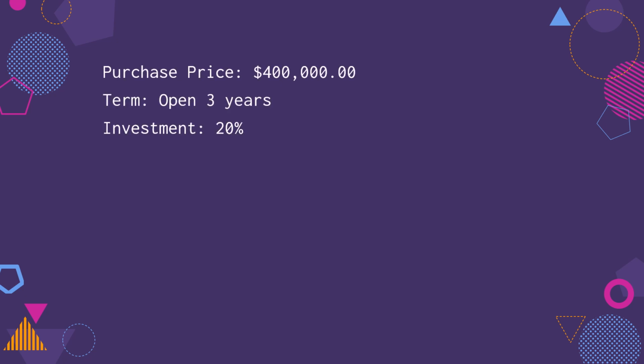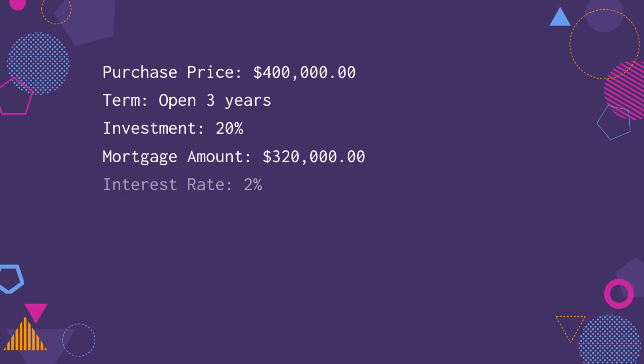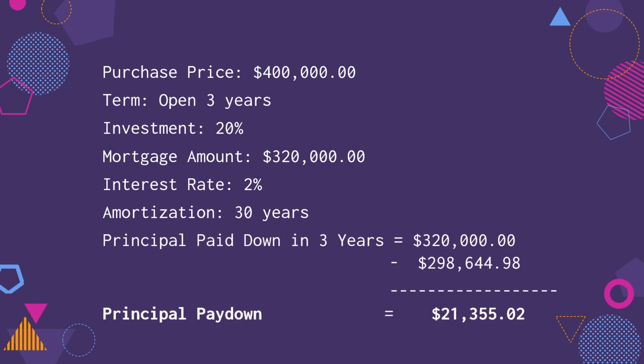So if we calculate on the amortization calculator with a purchase price of $400,000, 3-year term, 20% down payment, mortgage amount $320,000, 2% interest per annum, and amortization of 3 years. The principal pay down in 3 years will be $21,355.02. This amount becomes additional profit for the investor.